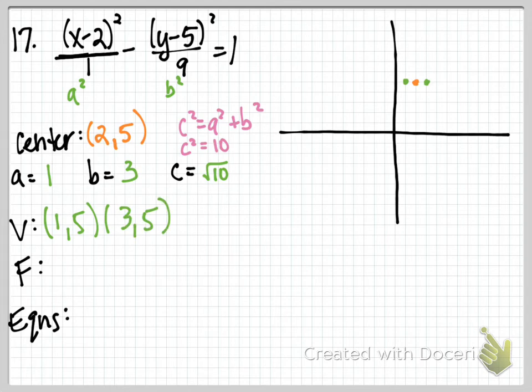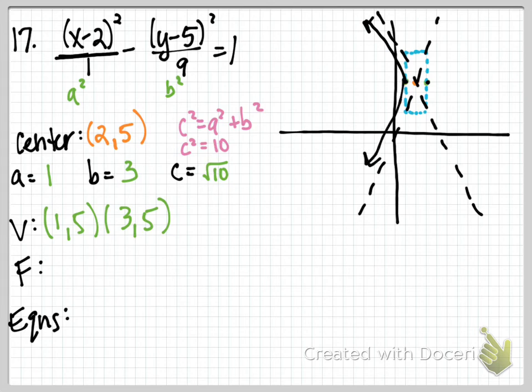Okay? And then you're going to use B to help you find your rectangular box. So you go from the center up 3 and down 3. And then you're going to draw the box that contains those points. Remember, what the box does is it helps you find your asymptotes, and the asymptotes help guide you on how to draw your equation. So you start at your vertices, which are here and here, and then you just kind of go along the asymptote to draw it.